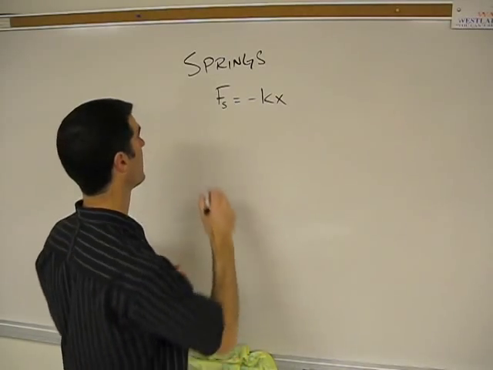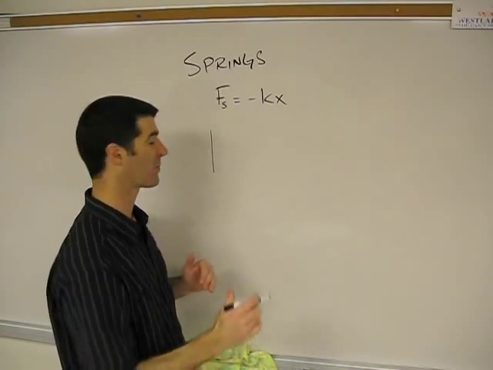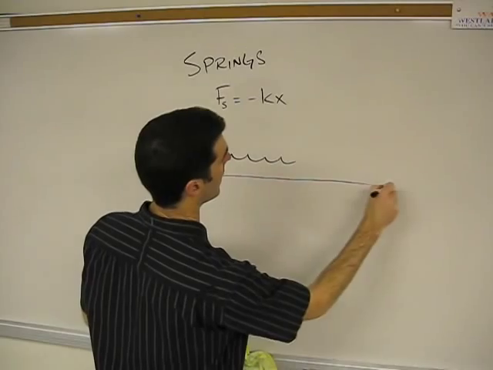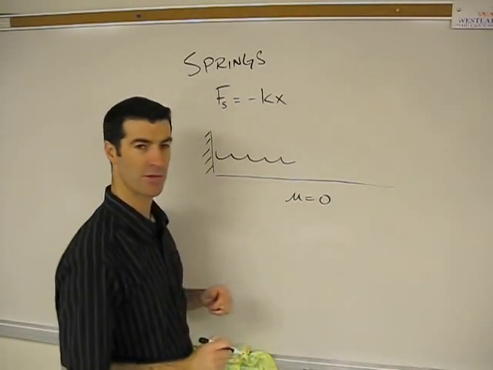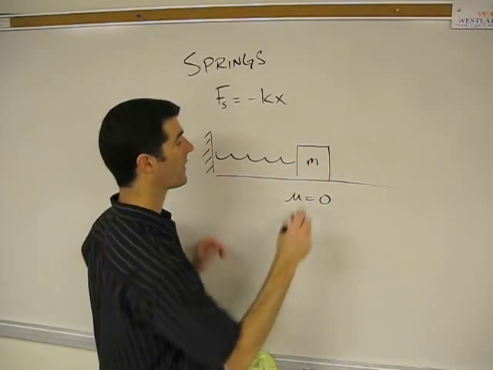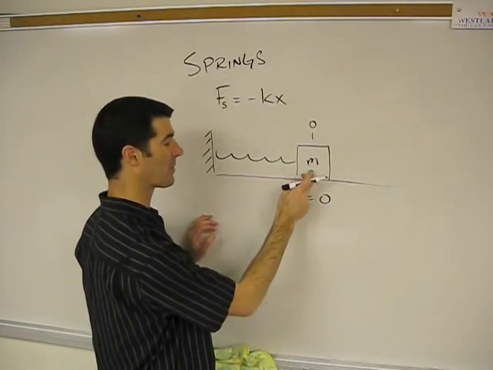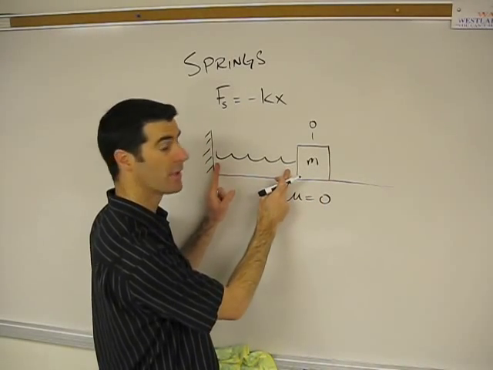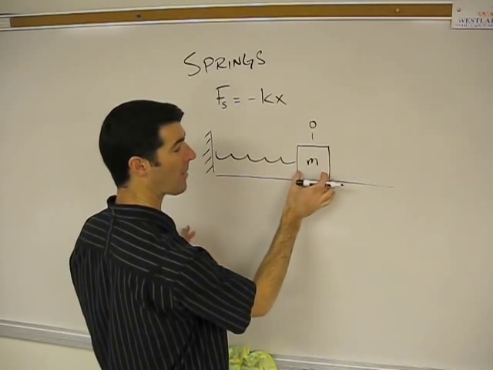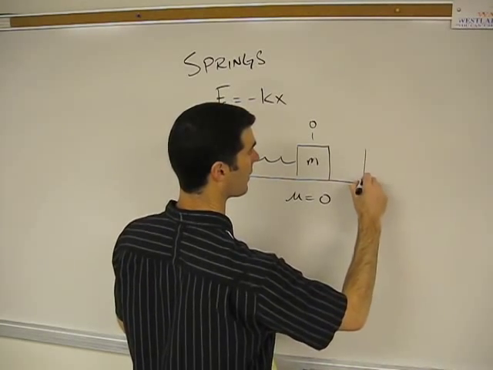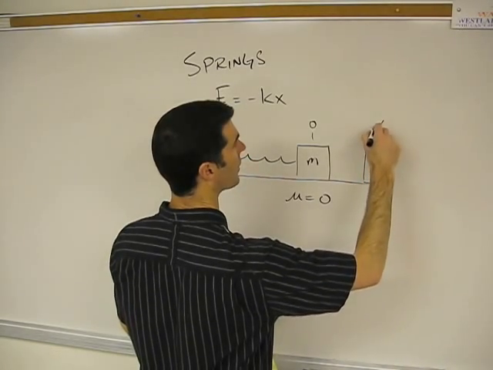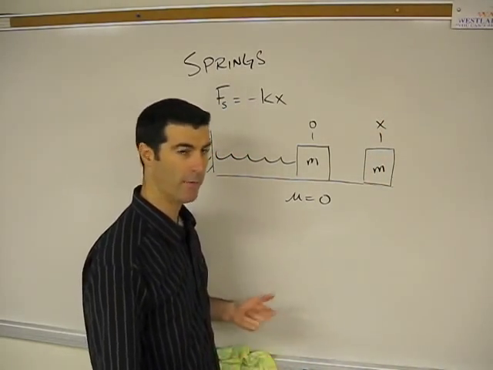when it's being stretched. If we look at a horizontally mounted spring, so this is my wall, I attach a spring to it, and I put it on a frictionless surface, mu is 0, and I attach a block of mass m. So this is what we call our equilibrium point, our starting position. The spring is neither compressed nor stretched. It is in its relaxed position, so it's just sitting still, the block is going nowhere. I grab the block and I slide it out to a new position. And we call this x, or A for amplitude.